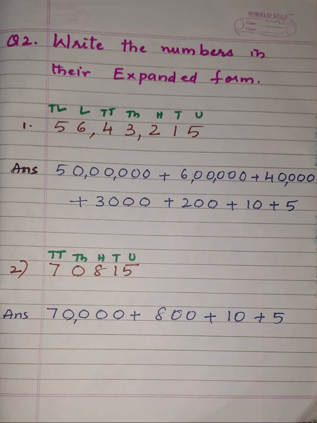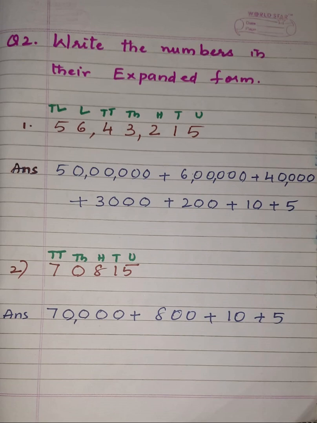Followed. Now the next is digit 4. Digit 4 is in which place? It is in the 10,000s place. So its place value is 40,000. Now the next digit is 3. 3 is in which place, children? It is in thousands place. So its place value is 3,000. Then digit 2 is in the hundreds place. So its place value is 200. And digit 1 is in the tens place. So its place value is 10. Now finally digit 5 is in which place? Units place. So its place value is 5.